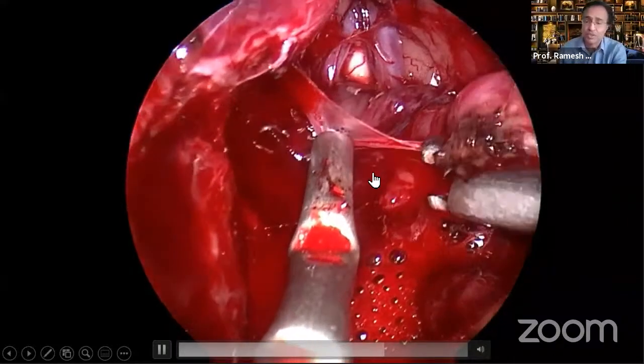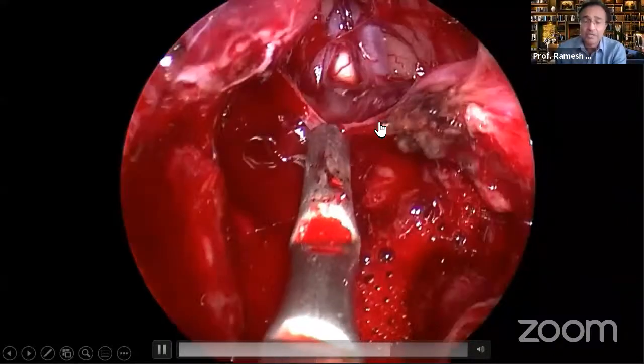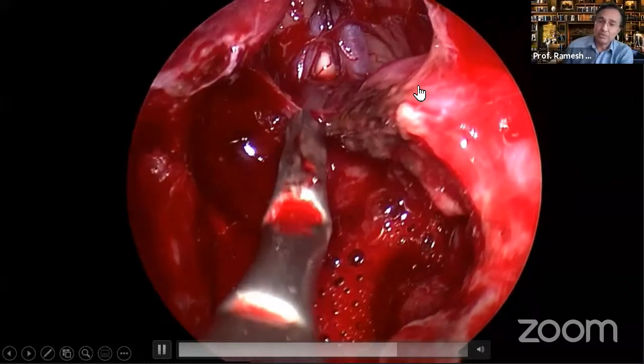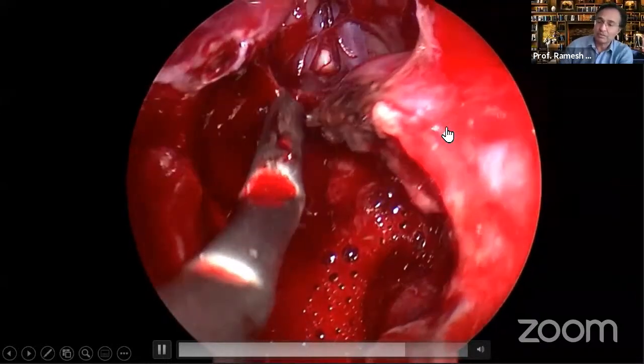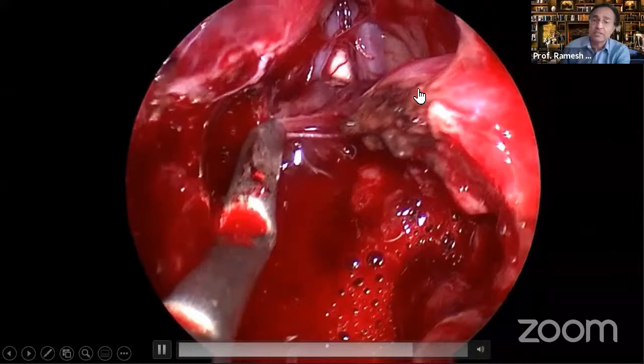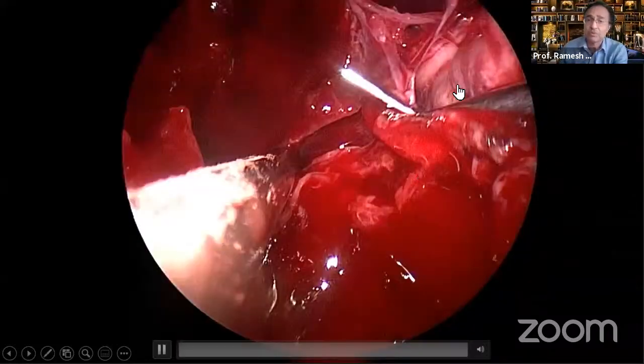Most of the operation was intratumoral, intracapsular, but there are tumors around the skull base as well, so we'll go on. So this is the side of the tumor getting exposed and removed.